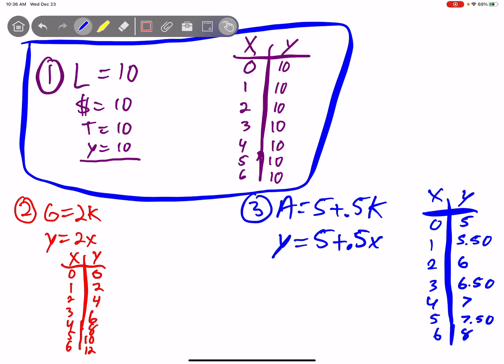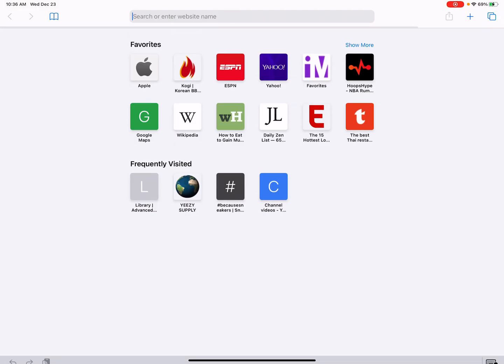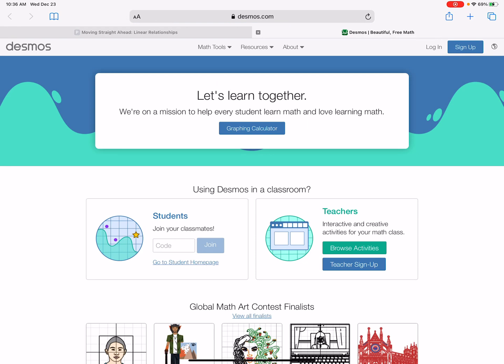So I just turned a statement into an equation. We used the equation to get a table. Now we're going to use an equation to get a graph. So let's do that. Just because it's easier to draw on here, we're going to use Desmos.